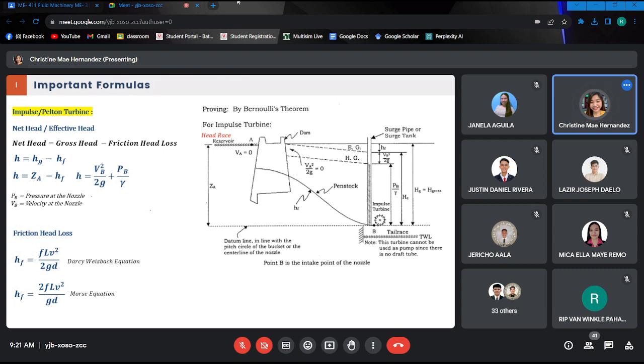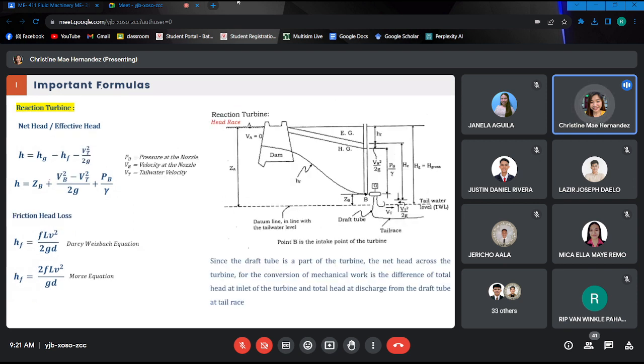Net head is equal to gross head minus the friction head loss. Or yun yung ating TDH na. Then ito naman is for reaction turbines. So gano'n din. So meron lang 'tong draft tube since the draft tube is part of the turbine, the net head across the turbine for the conversion of mechanical work is the difference of total head at inlet of the turbine and the total head at the discharge from the draft tube at the tail race. So gano'n din naman siya.